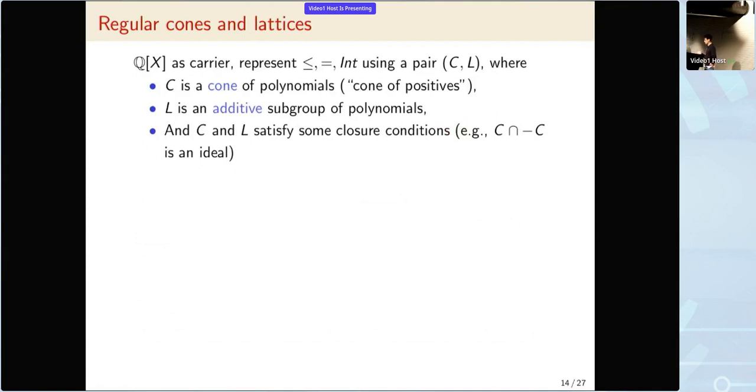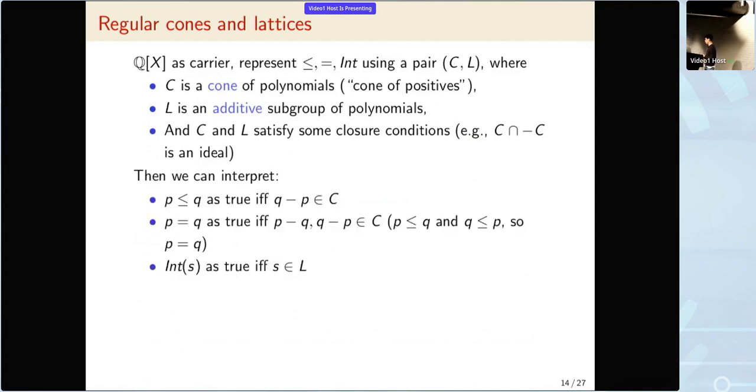Hence, with Q[x] as the carrier, we can represent less than or equals, equality, and int using a pair (C, L), where C is a cone of polynomials, which you can think of as the cone of positives. L is an additive subgroup of polynomials, and C and L satisfy some closure conditions. For example, C intersect minus C forms an ideal.